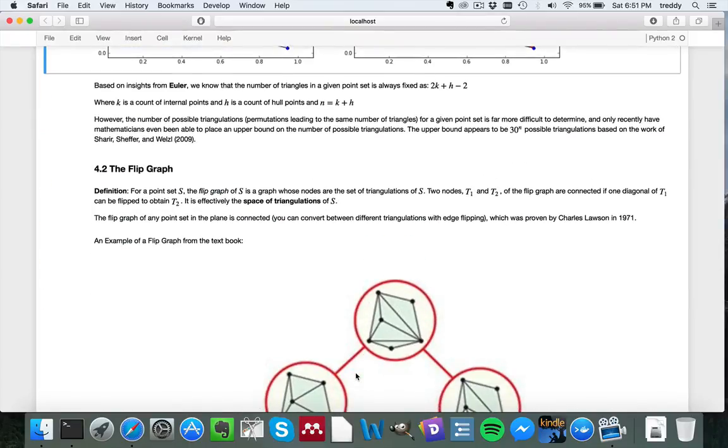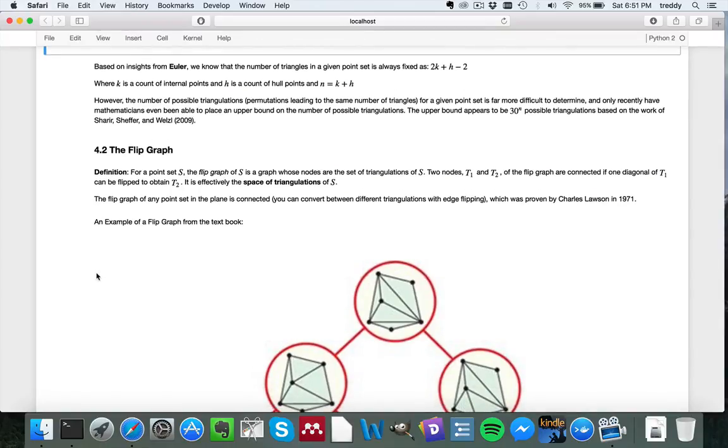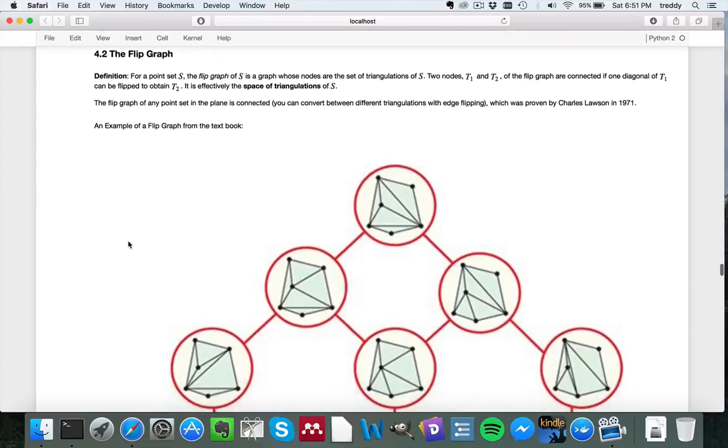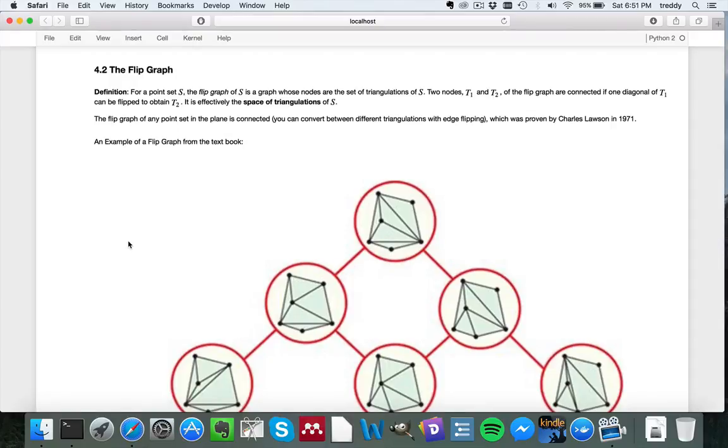So it turns out that this enormous number of possible triangulations, even for a relatively small input data set, can be fully explored in planar cases by something called a flip graph. And a flip graph is basically a set of nodes where each node is one of the possible triangulations for your input data set.